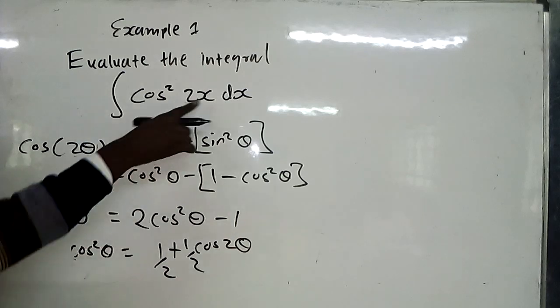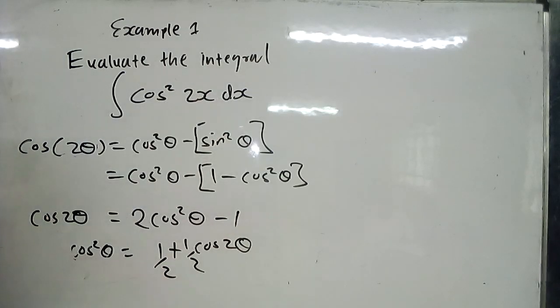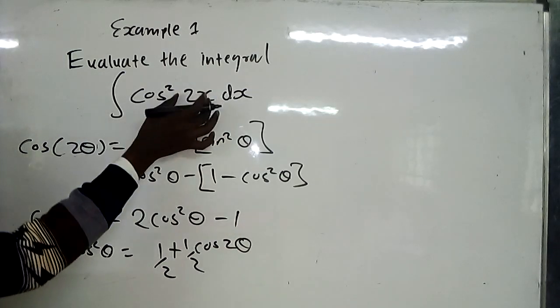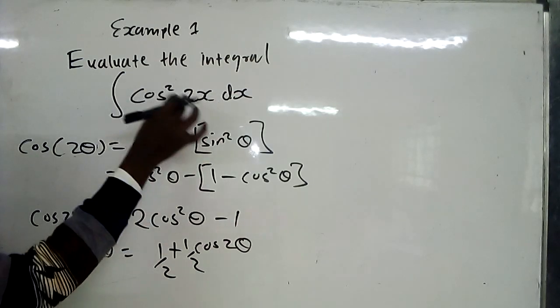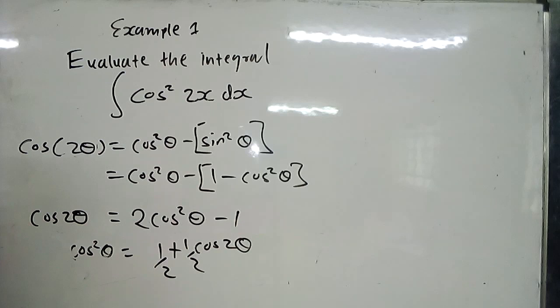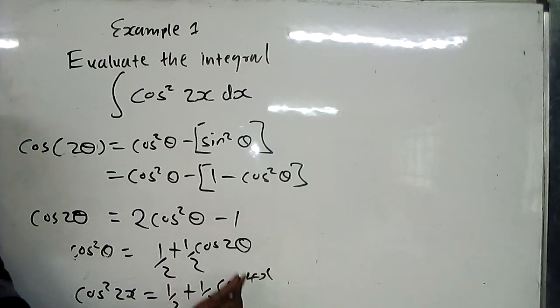So cos square theta, meaning what is your theta? Your theta is 2x, because it is cos square of theta, meaning theta is 2x. So where there is theta, you put 2x. Are we together? So it means cos square 2x is equal to a half plus a half cos 4x, because theta is 2x, so 2 times 2x you get 4x, isn't it?